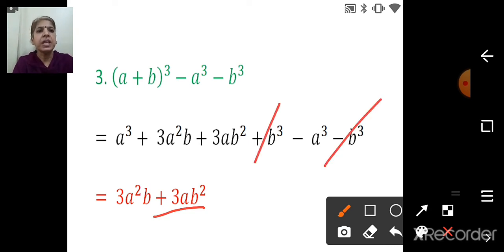b cube minus b cube is 0. So our answer is 3a square b plus 3ab square. So while using the formula (a plus b) the whole cube, the sum has become simplified. So here we are using the expansion formula.